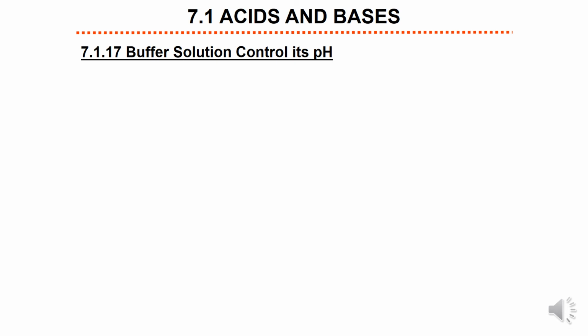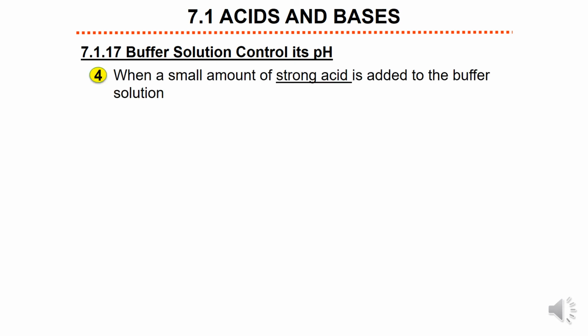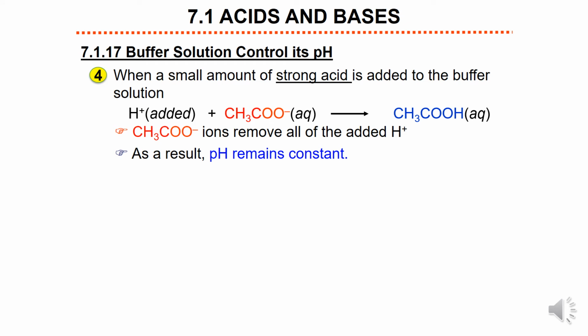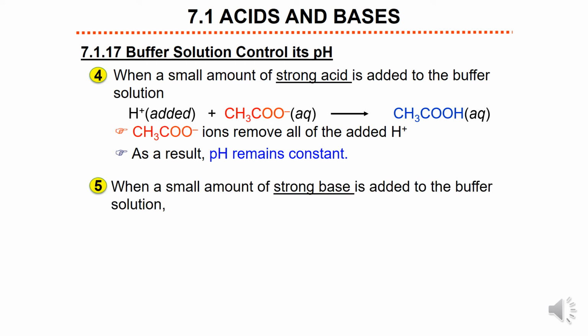How the buffer solution controls its pH. When a small amount of strong acid is added to the buffer solution, the added H+ will react with acetate ion to produce acetic acid. Acetate ion removes or neutralizes all the added H+. As a result, pH remains constant.